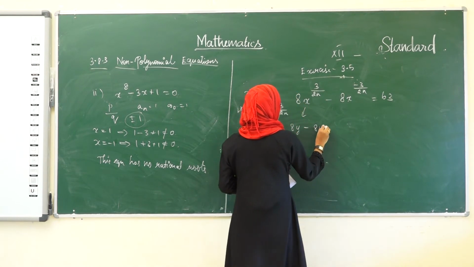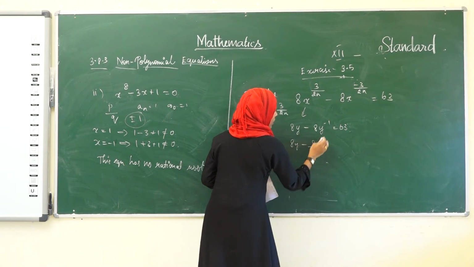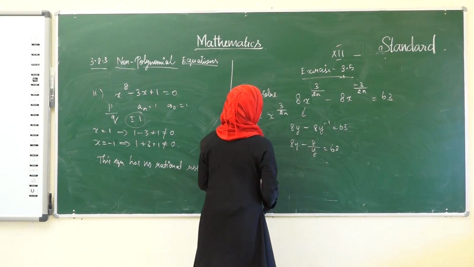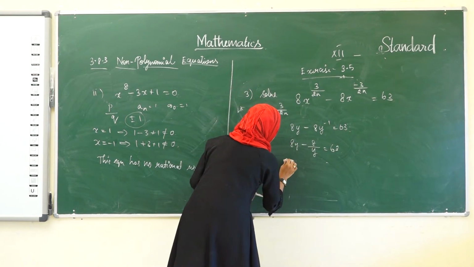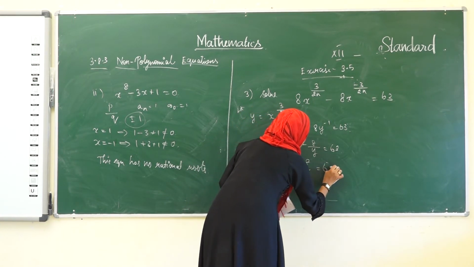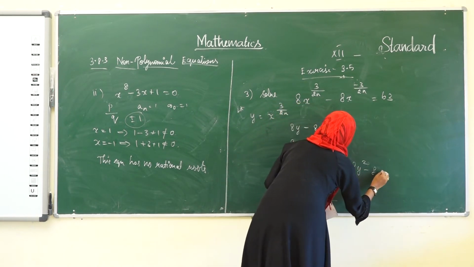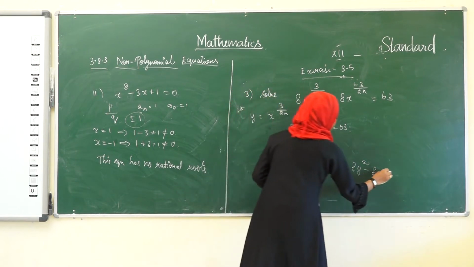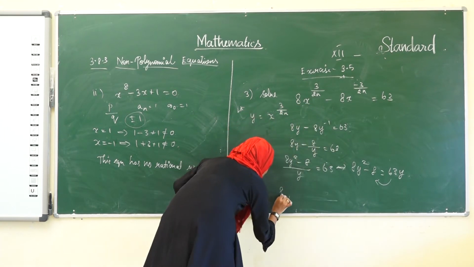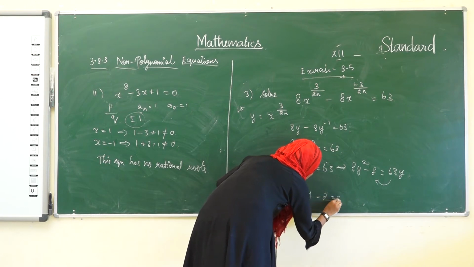Therefore, 8 into y power minus 1 is equal to 63. This can be written as minus 8 divided by y is equal to 63, since y power minus 1 is 1 by y, right? We are going to solve this. That is 8y square, take the LCM, divided by y is equal to 63. This becomes 8y square minus 8 is equal to 63 into y. So take the 63y to this side, 8y square minus 63y minus 8 is equal to 0.